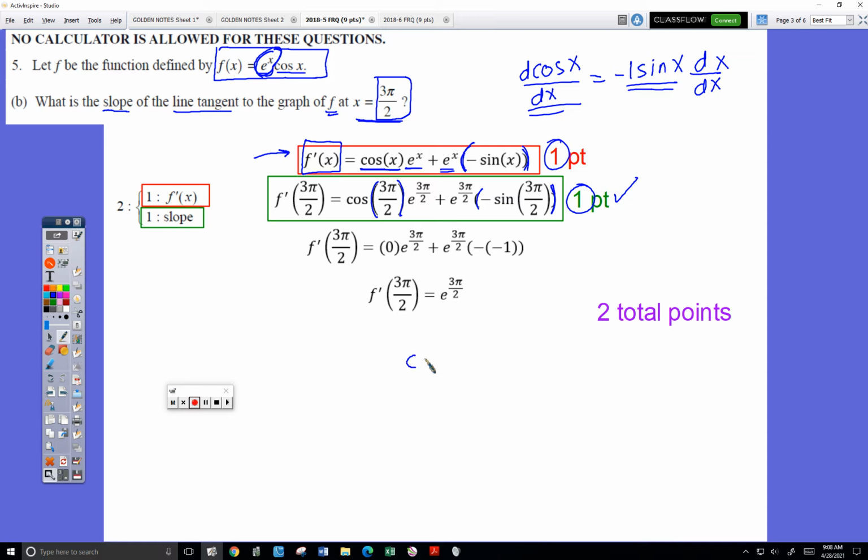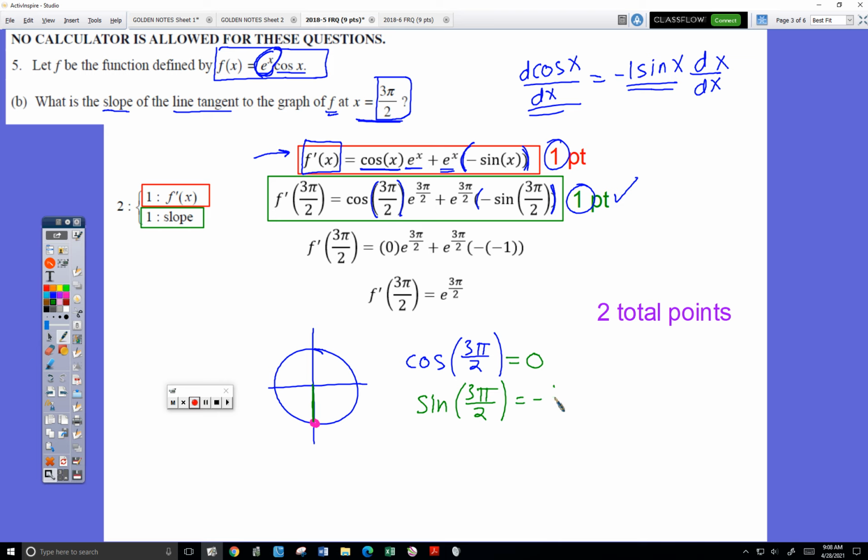If we needed to find the cosine of 3 pi over 2, we would look at our watch. We would remember that an angle of 3 pi over 2 is here. And from the center to that spot, we do not go across. Since we do not go across, the value of the cosine is 0. However, the sine would be the up and down. Because we went down, the sine's value would be negative 1.